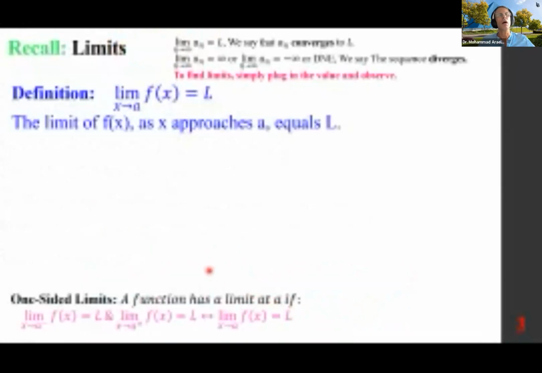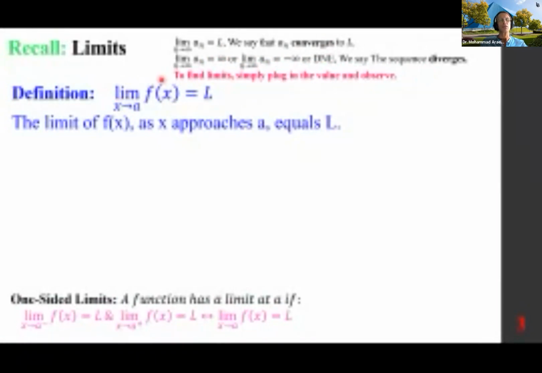Let's remind everybody, we looked at the concept of convergence versus divergence. When you have the limit of a sub n as n approaches infinity equals L, then a sub n converges to L. If the limit is infinity, negative infinity, or does not exist, the sequence diverges. And we said to find limits, we simply plug in.